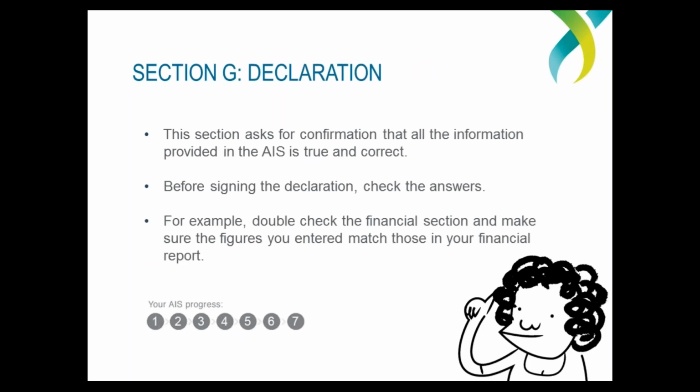Okay, so we're at the end of the form now. The last section of the AIS is Section G, and that just covers the declaration, which basically just asks you to confirm that the information provided in the AIS is true and correct. So before you sign it, just take the chance to double check all the details you've entered are correct.